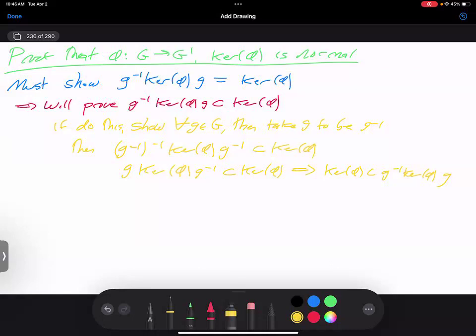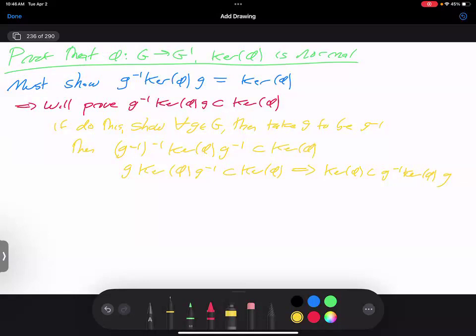If I can show for any g that g inverse kernel of phi g is contained in the kernel of phi, well, I technically need to prove that the kernel of phi is contained on the left. Since g was arbitrary, just take g to be g inverse. And then you do the same calculation, and you get g kernel phi g inverse is contained in the kernel phi. That's the same thing as the kernel phi is contained in g inverse kernel phi g. So it's worth spending some time really looking at this. It tells us that it's enough to do just one inclusion.